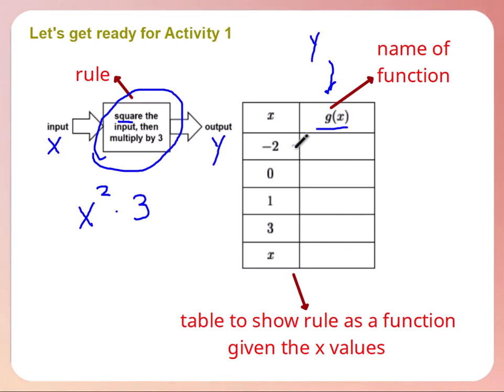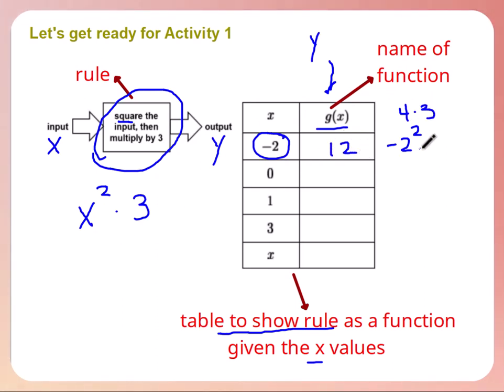Okay, we make a table, and the table is there to show the rule as a function given the x values. So let's go ahead and work through this. Again, we're going to square the x. So what is negative 2 squared? When you square a negative, you're going to get a positive. Negative 2 times negative 2 is positive 4. And then we're going to multiply by 3. So 4 times 3 would be 12.